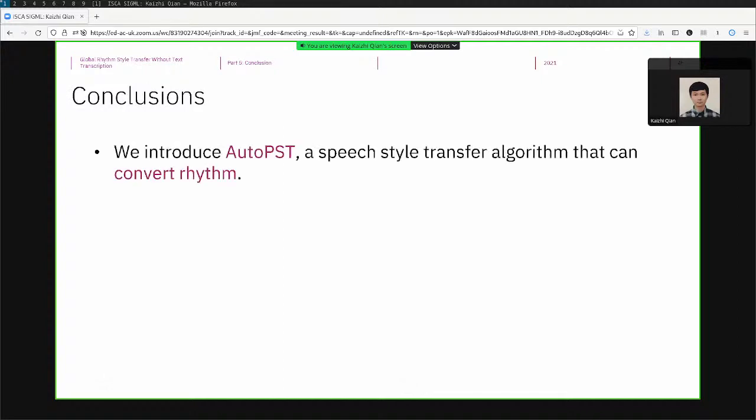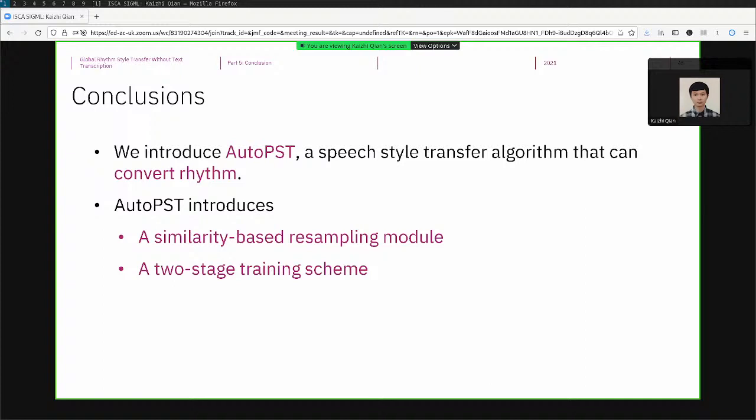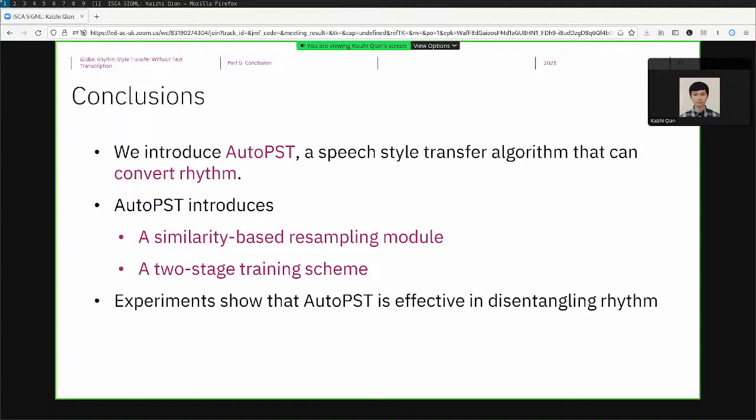To sum up, we introduce auto-PST, a speech style transfer algorithm that can convert rhythm. To achieve this, auto-PST adopts a similarity-based resampling module to scramble the repetition information and a 2-stage training scheme to prevent the collusion between the encoder and the decoder. Our experiments show that auto-PST is effective in disentangling rhythm, including the overall speech rate and the more fine-grained rhythm patterns.